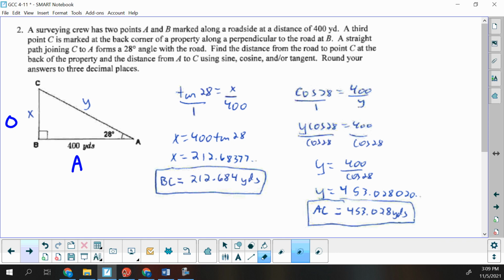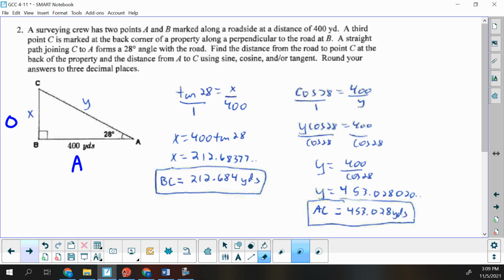Because we're finding a side, put that tan 28 over 1. Cross multiply, the x is by itself. So then we can put that in the calculator, and we're rounding to 3 decimal places. Don't forget to put yards on your answer because we did have units. So that was for BC.